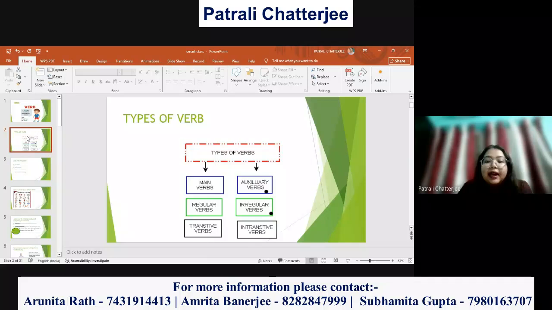Okay. Now, there are different types of verbs, okay? We know that verbs are only actions, but verbs are not only actions. Those are important verbs, very popular verbs. That's why we keep learning about them. Kriya, what we study in Bangla grammar. But there are many types of verbs, right? One is a main verb, auxiliary verbs, regular verbs, irregular verbs, transitive verbs, and intransitive verbs.